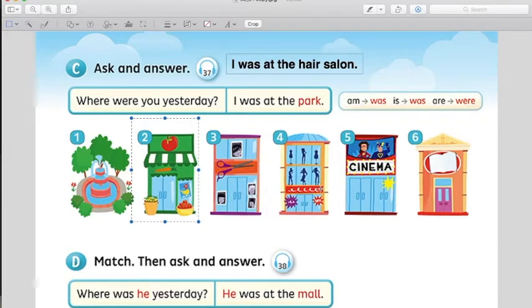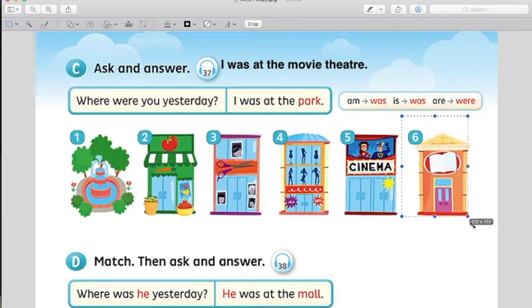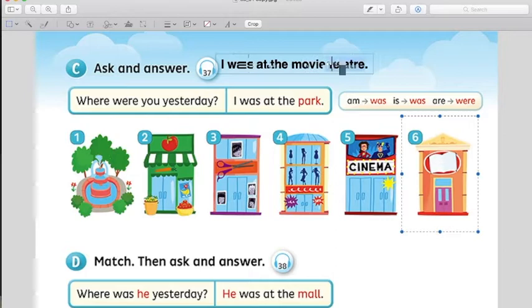Number four, where were you yesterday? I was at the mall. Number five, where were you yesterday? I was at the movie theater. So cinema is another word for movie theater, cinema. And the last one, number six, where were you yesterday? I was at the library.